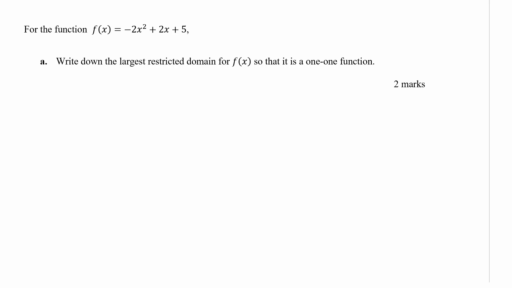Welcome. So in this video, we're going to be answering this question, which says for the function f of x is equal to negative 2x squared plus 2x plus 5, write down the largest restricted domain for f of x so that it is a one-to-one function. Okay, and this is worth 2 marks here. So how are we going to approach this question?